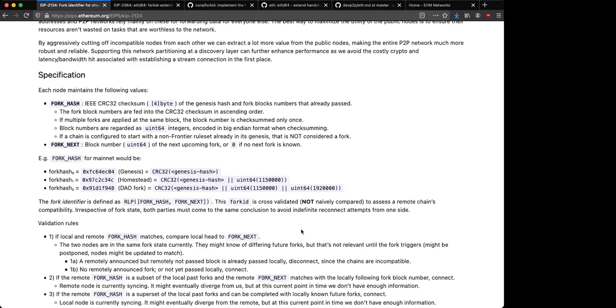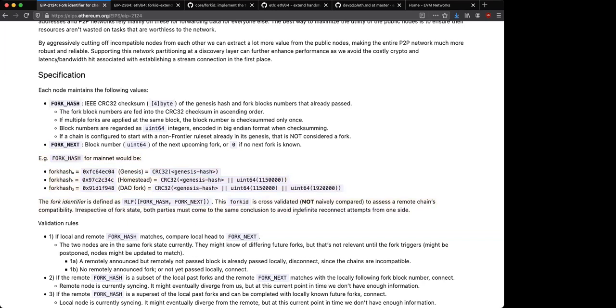Yeah, so when the node starts initially, it starts at block 0. So it is at the Genesis block, which is block 0. So the local fork hash of the node is simply the checksum of the Genesis hash. And then as the node is syncing and importing more blocks, at some point it will import the block number 1,150,000, which is the Homestead block.